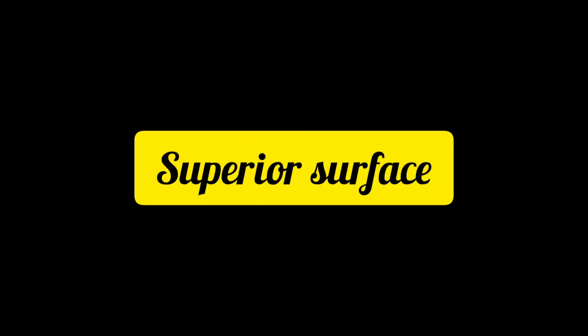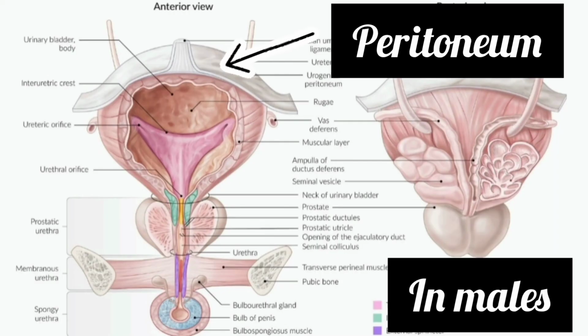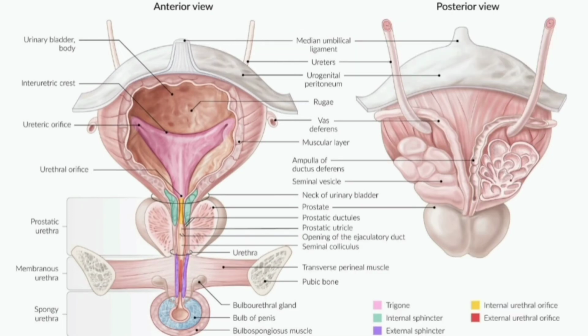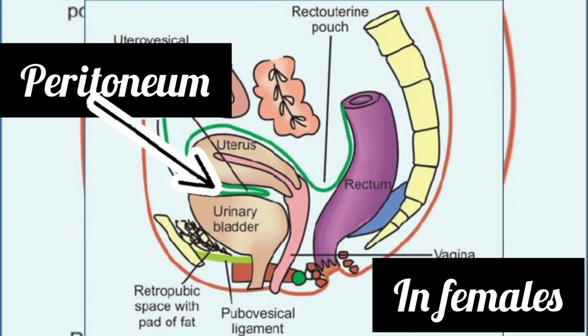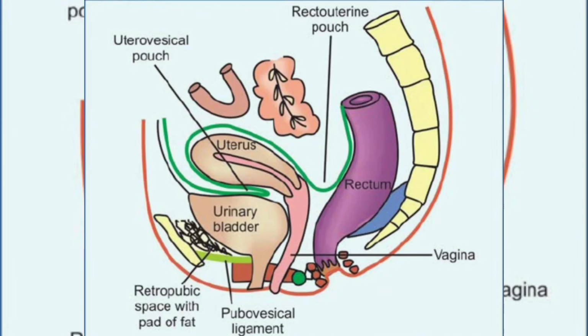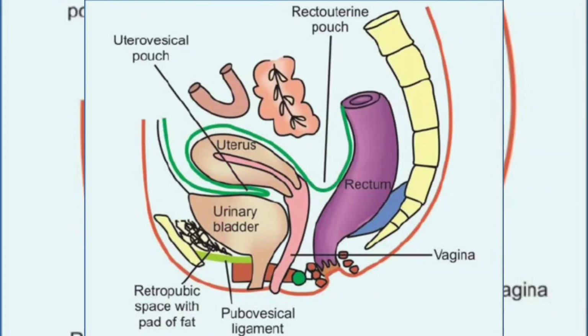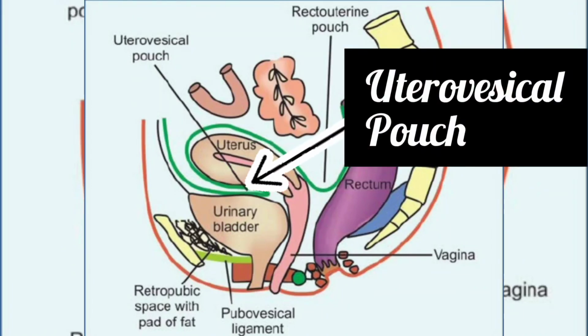Now we will discuss the relations of the superior surface. In males, it is covered completely by the peritoneum. In females, the superior surface is covered by peritoneum except at the posterior border, which is in direct contact with the cervix, and the peritoneum reflects to the uterus and forms the uterovesical pouch.